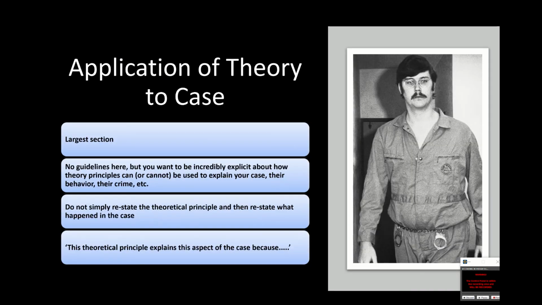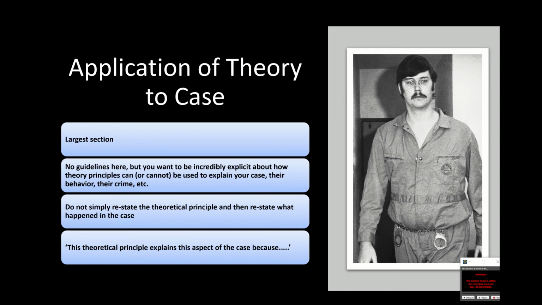As I mentioned, the application of the theory to the case will be your largest section, and I don't really have specific guidelines for you because it's going to be very dependent on the theory that you've selected and the case that you've selected. But you want to be incredibly explicit about how the theory principles do or do not explain your case. Do not simply state that attachment involves a lack of connections to family and friends, and then state that Edmund Kemper lacked family and friends. Be very clear about how Kemper lacked family and friends.